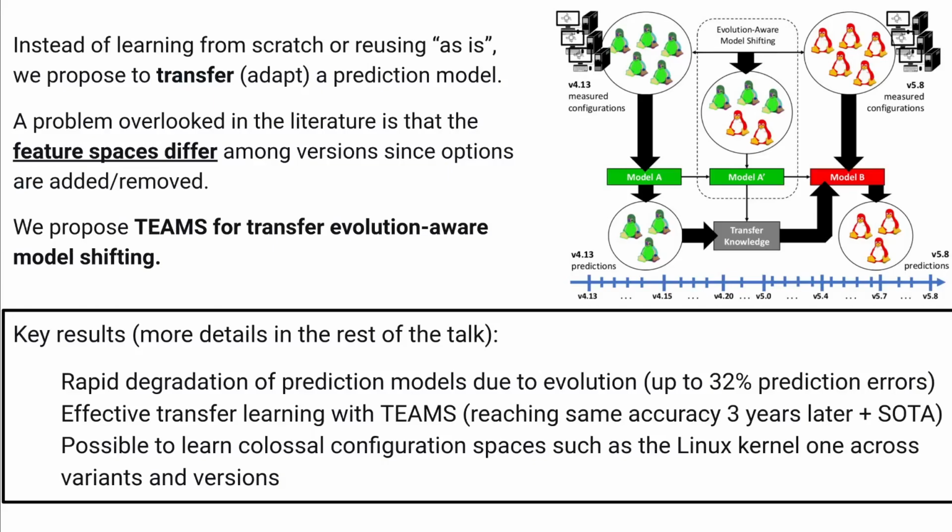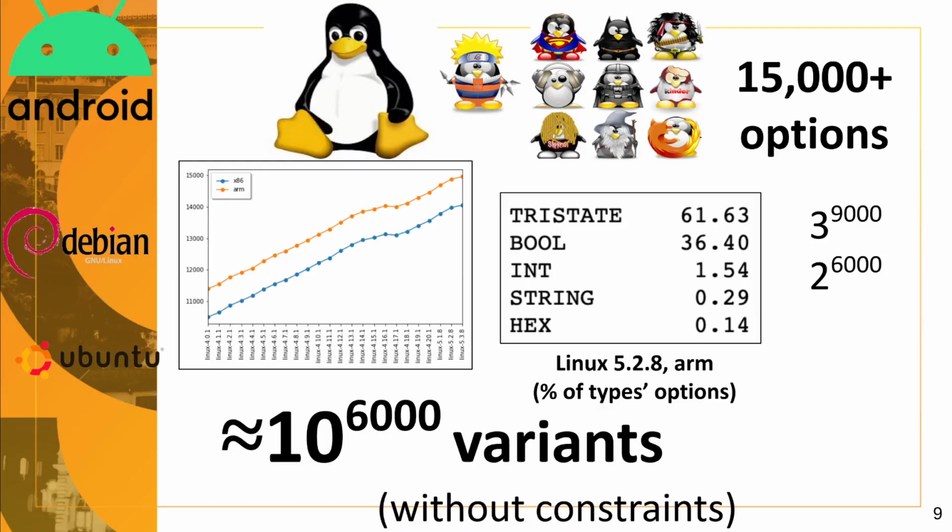So now more details, of course, in the rest of the talk. First, more details about the Linux kernel. I have said that Linux offers lots of options, so 15,000 options, and most of the options are three-state values: yes, no, or module.